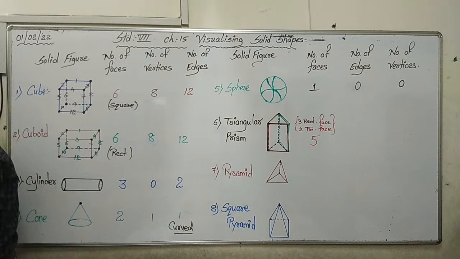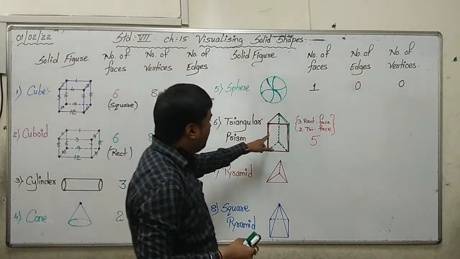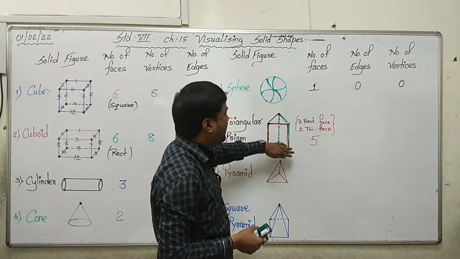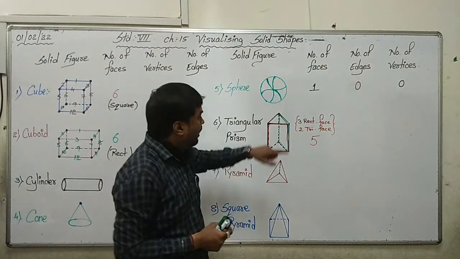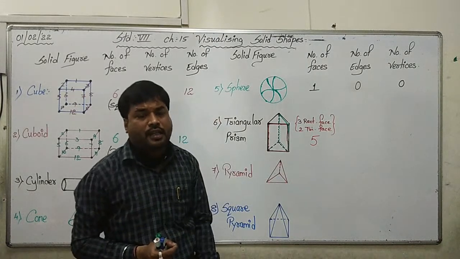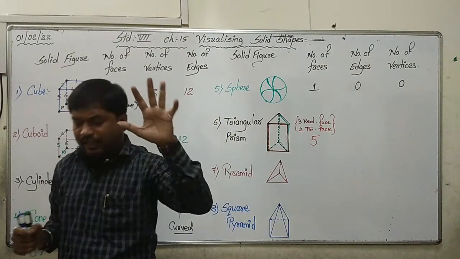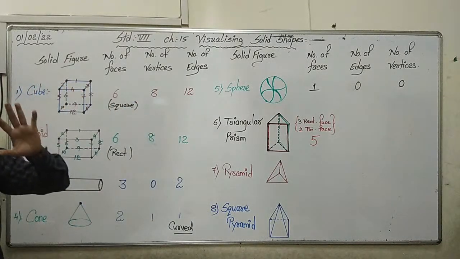Can you understand this thing? Dear students, the black color, green color and red color parts are three rectangular faces. And the top and bottom are triangular faces. If I add it up, it has total 5 faces.